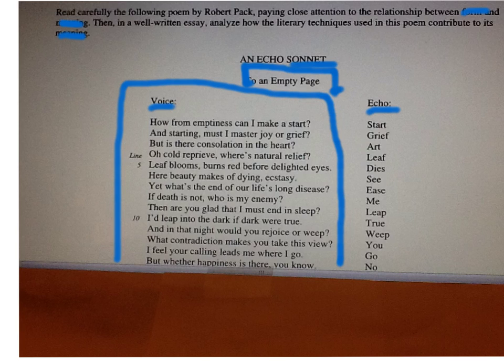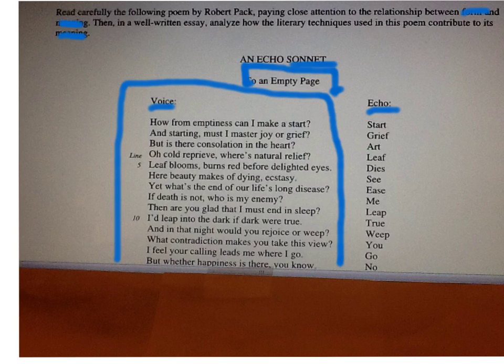So let's just quickly look. How from emptiness can I make a start? Start. How do I start writing a poem? Just start. And starting, must I master joy or grief? Grief. So he's going to write a poem about grief, I guess. But is there consolation in the heart? Art. So you'll see here that for a lot of these lines, the echo answers the question posed in the voice part of the poem.